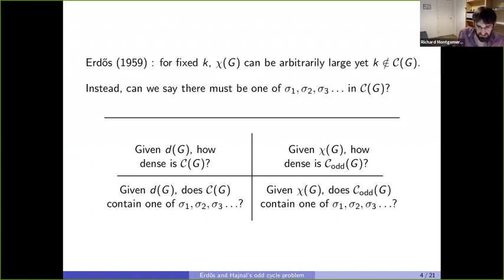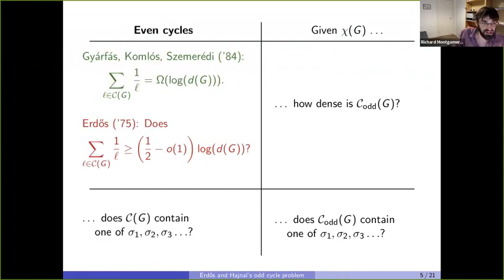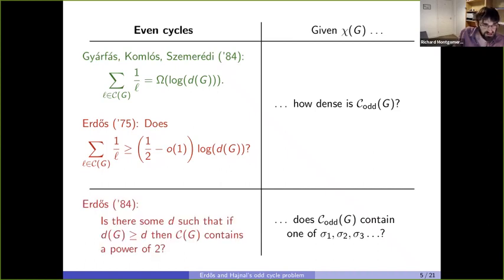So I'll make these questions even more explicit. I'll just expand that previous table that I had. I already discussed the upper left quadrant there. So we have this result of Gyárfás-Komlós-Szemerédi and the conjecture of Erdős. And then as an example of a sequence, you might want to find a cycle length. Here's a question of Erdős from the 1980s, just an example of some of the ones he asked. Is there some constant d such that if the average degree of a graph is at least d, then I must have a cycle length which is a power of 2?